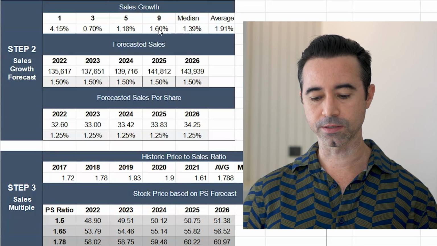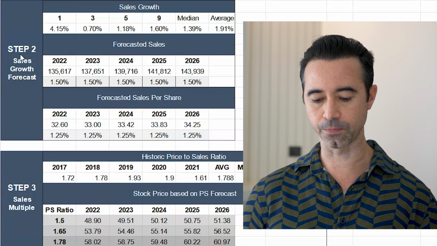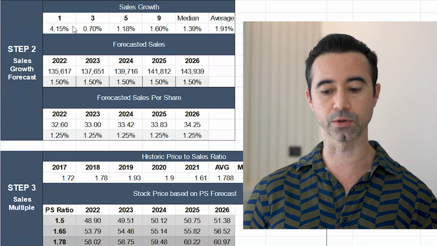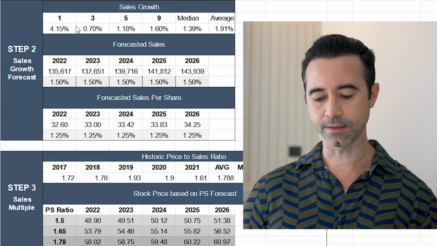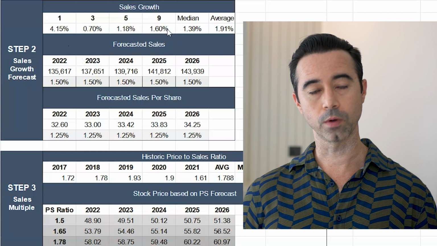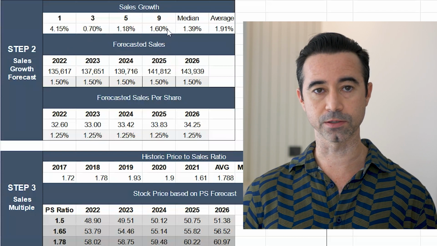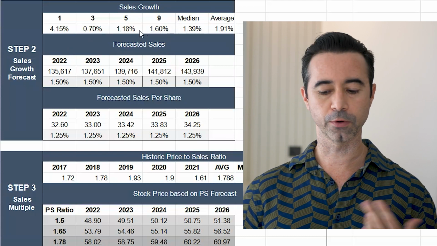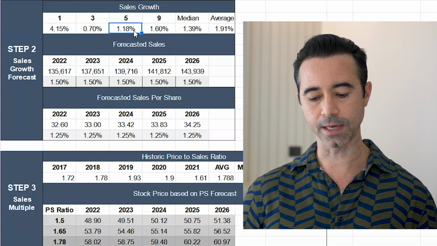So once I get the shares, then I have sales growth. So this is step 2. We need to do the sales growth forecast. So we're taking the different sales growth here. Over the past 9 years, 1.60% has been sales growth or revenue growth. But over the past 5 years, only 1.18%.